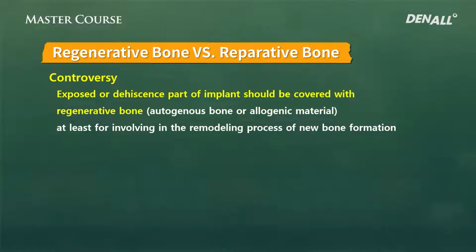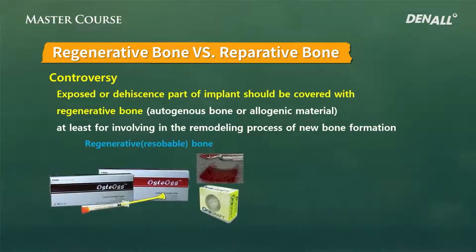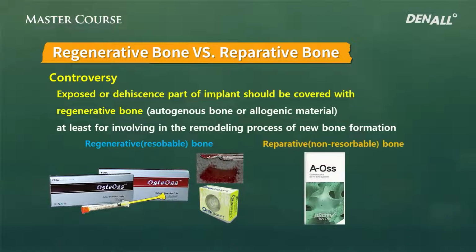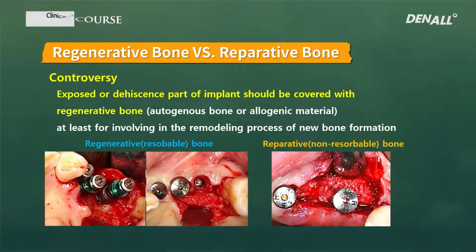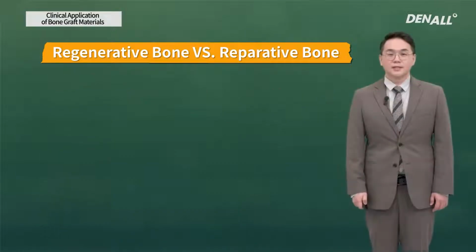Rather than using one type of bone material in order to grow bone near the implant, the exposed or dehiscence part of the implant should be covered with a regenerative bone. AOS or xenograft needs to be used on the outer side. So two different healing pattern bone materials are mixed together.